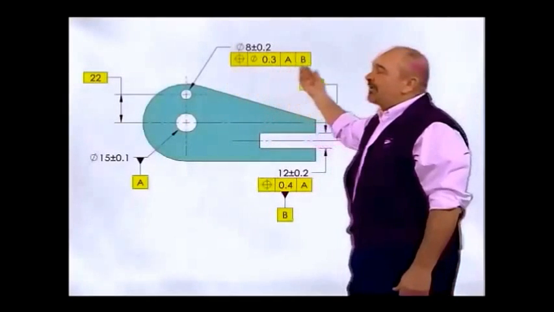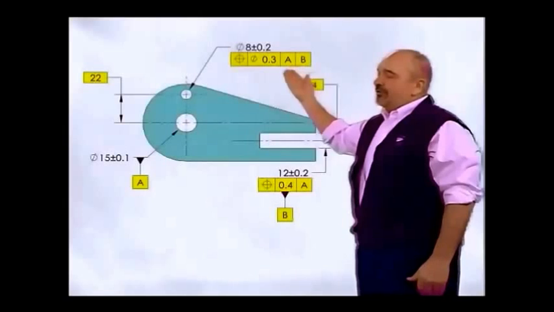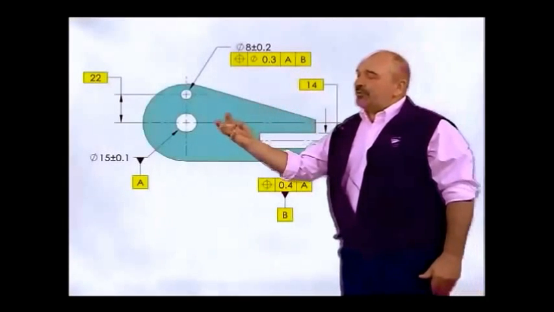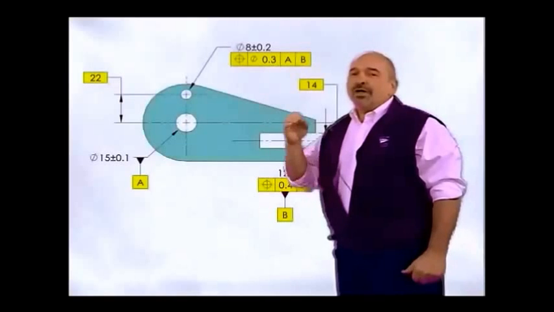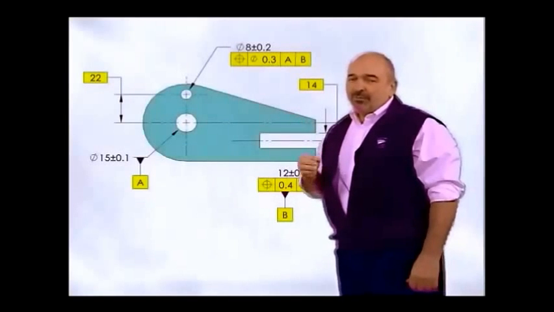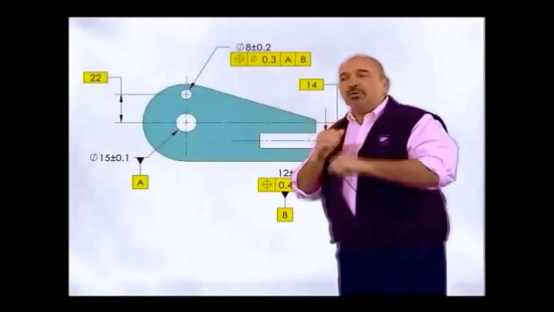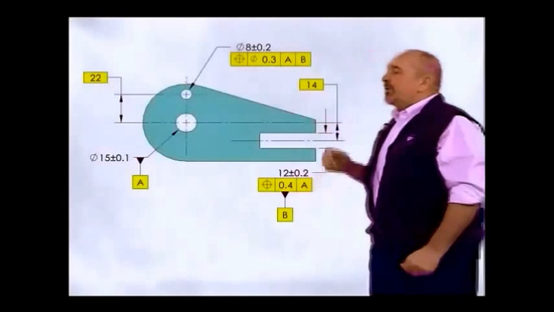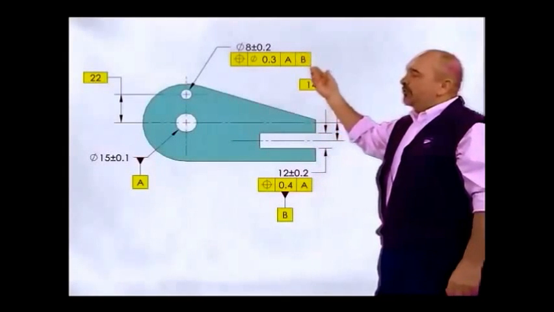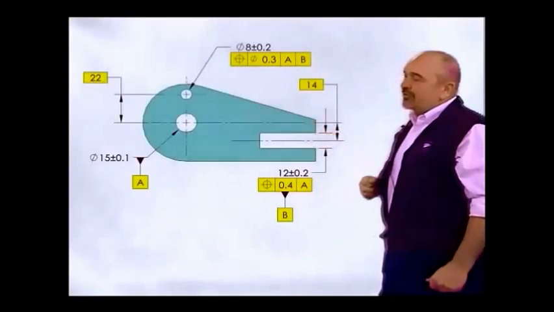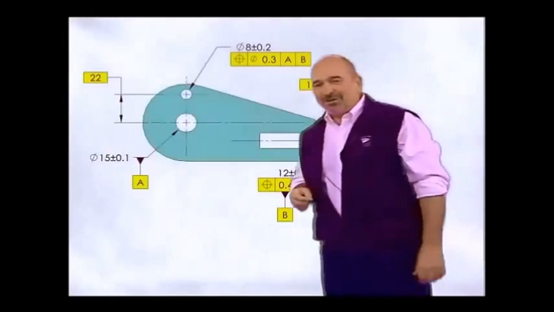The primary datum feature, A, is regardless of feature size, and it's this 15mm hole. So this means I would fill it with the largest inscribed cylinder, and the axis of that cylinder would be my primary datum, and that would be the intersection of two mutually perpendicular planes. My secondary datum feature, B, is also regardless of feature size, and it's this slot. Let's just see how I use that slot to orient these datum planes.